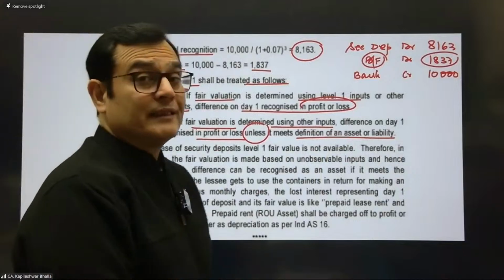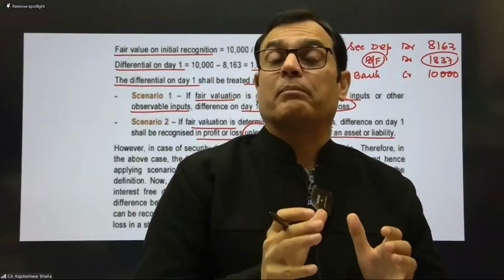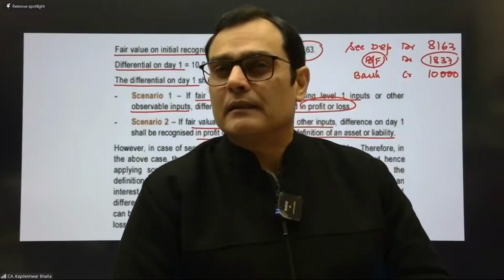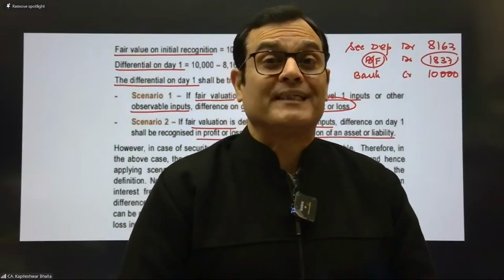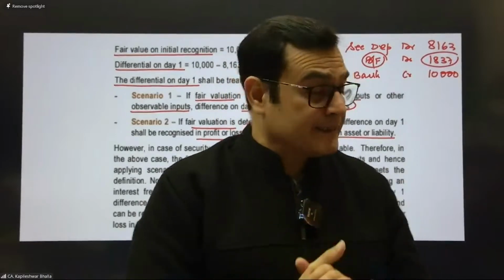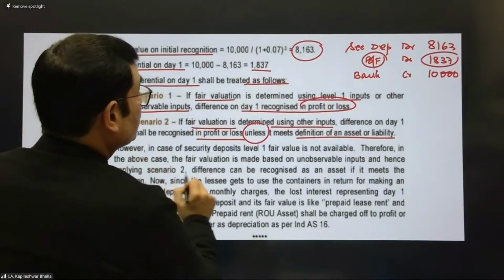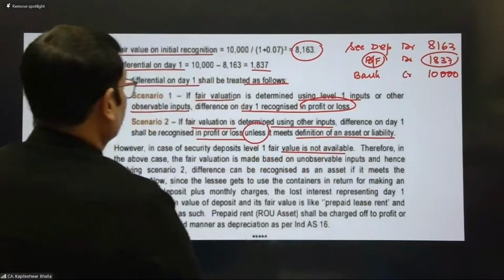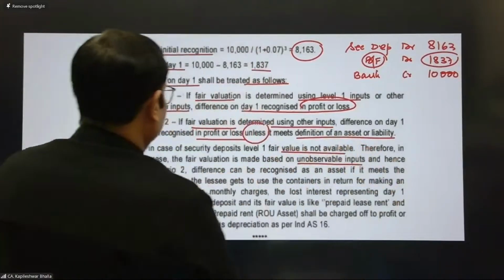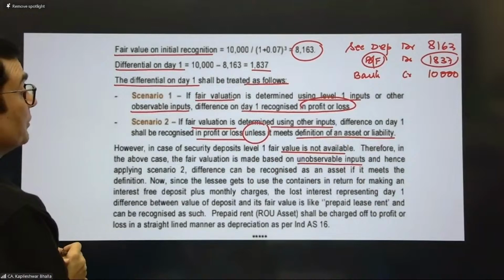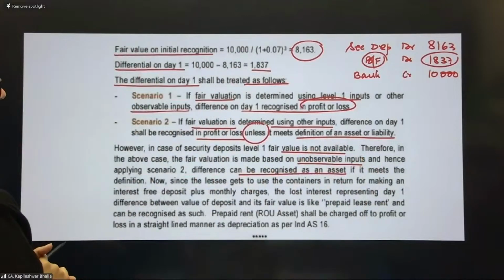And I guess in this particular case, as we've already seen, there is a relationship of, you can say, a supplier and customer, and you're taking the containers on a lease. We are going to attribute the difference as ROU asset as per Ind AS 116. Let's read. However, in case of security deposits, level 1 fair value is not available. Therefore, the fair valuation is made on unobservable inputs, and applying scenario number 2, the difference can be taken as an asset if it meets the definition.